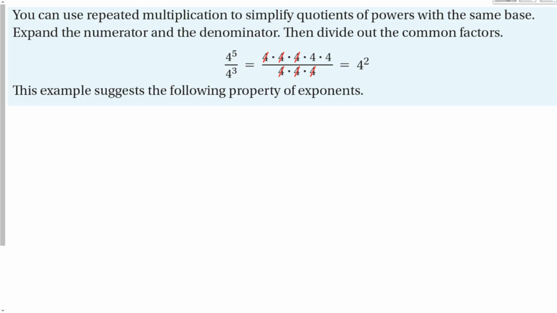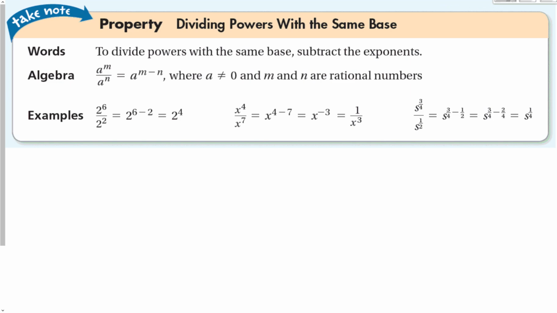Okay, so we can take the idea of repeated multiplication to simplify quotients of powers with the same base. So if we expand the numerator 4 to the 5th power, which means 4 multiplied by itself 5 times, 1, 2, 3, 4, 5, and we take 4 divided by 4 to the 3rd power, you can see that 3 of the 4s on the bottom cancel with 3 of the 4s on the top to leave me with 4 squared. So if we take this idea of how the division of terms with exponents works, we can make a rule.